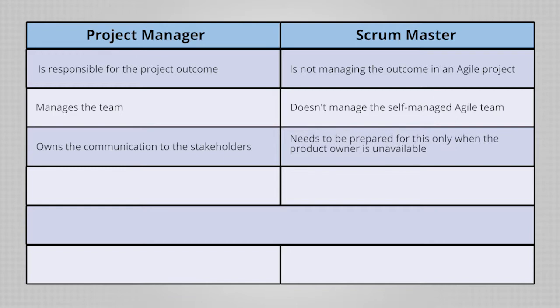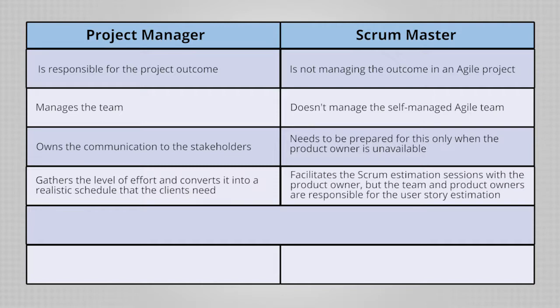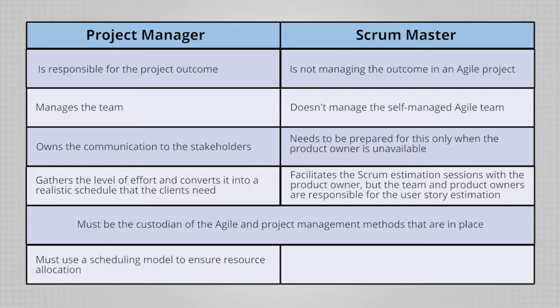4. The Project Manager gathers the level of effort and converts it into a realistic schedule that the clients need. The Scrum Master facilitates the Scrum estimation sessions with the product owner, but the team and product owners are responsible for the user story estimation. 5. Both the Scrum Master and the Project Manager must be the custodians of the Agile and project management methods that are in place. 6. The Project Manager must use a scheduling model to ensure resource allocation. The Scrum Master is not controlling the sprint length or sprint duration.